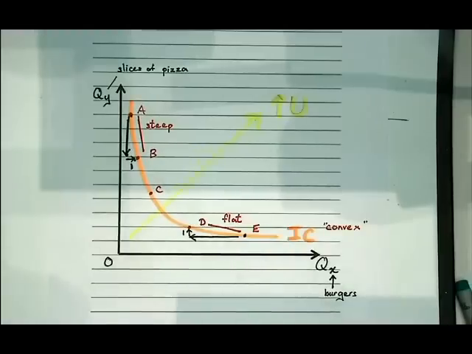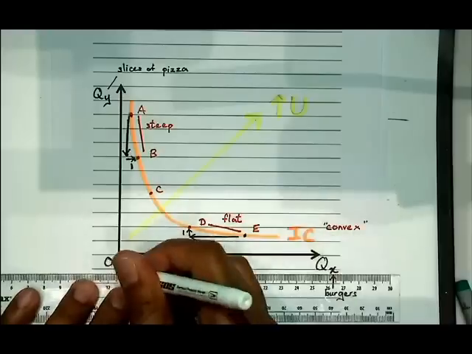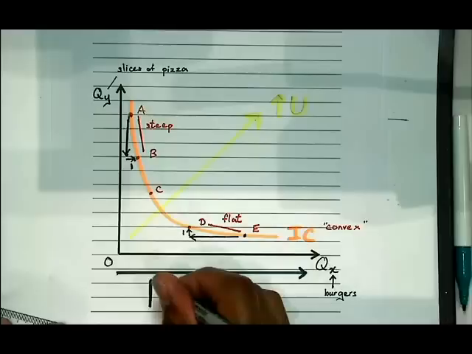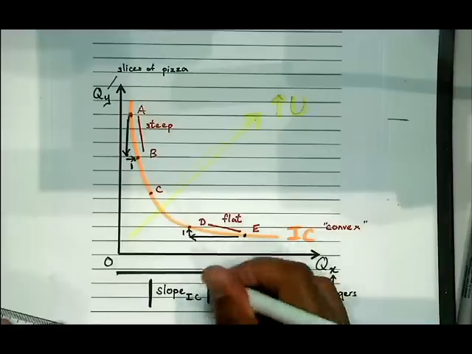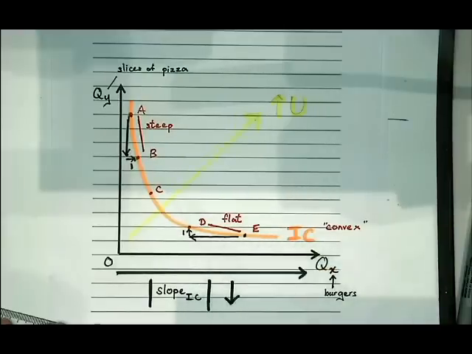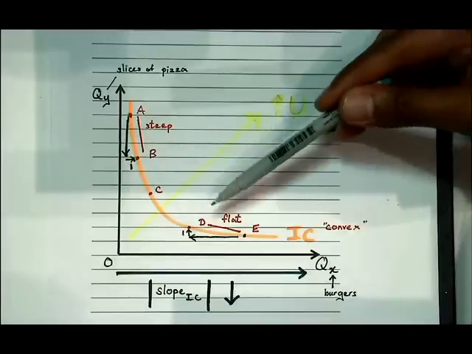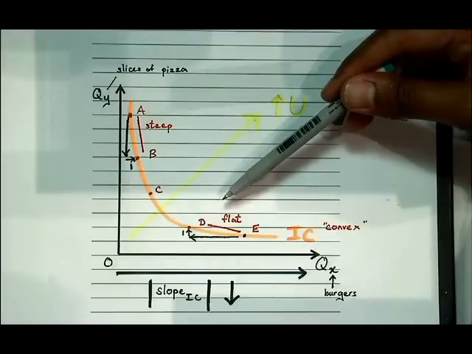So as you go from left to right, the slope of the indifference curve in absolute value terms goes down. It starts off quite steep and ends up quite flat. Is that okay?